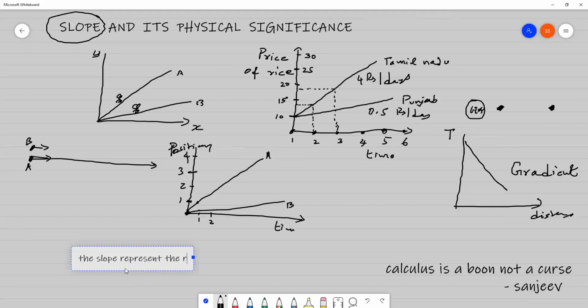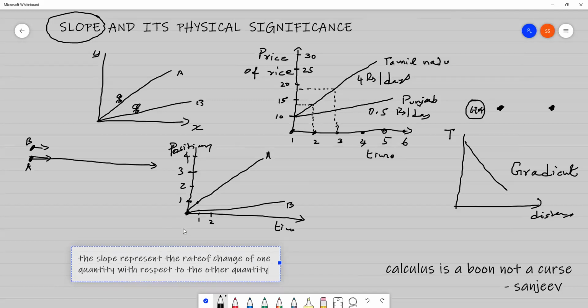the rate of change of one quantity with respect to the other quantity. So this is the basic meaning of slope. So this is what you have to understand.